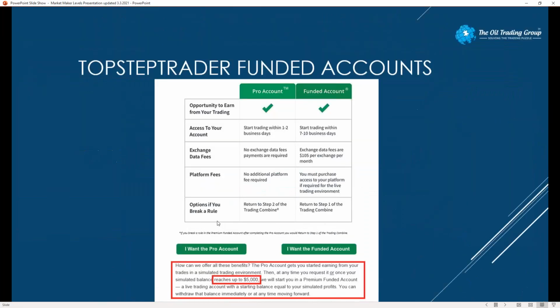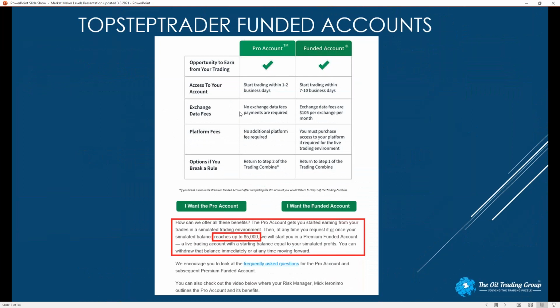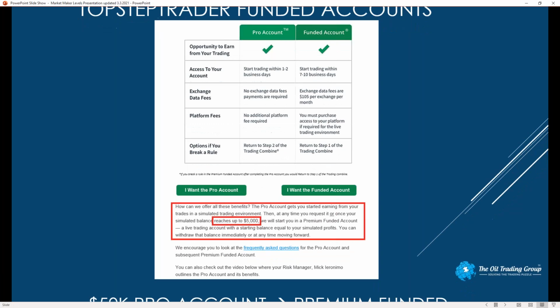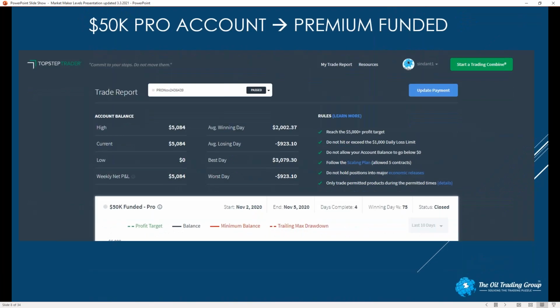And so again, coming down here, we went to the Top Step Trader funded account. This is the pro account versus the actual funded account, and this is how I just described it for you. Once your account in the pro account reaches $5,000, they take that simulated money and put that into a live account for you. If you wanted to stop right then and take that money out, they would allow you to do that in that pro account. So for the purposes of doing this in front of the room, I opted in for that pro account. And this is the way that pro account ended up.